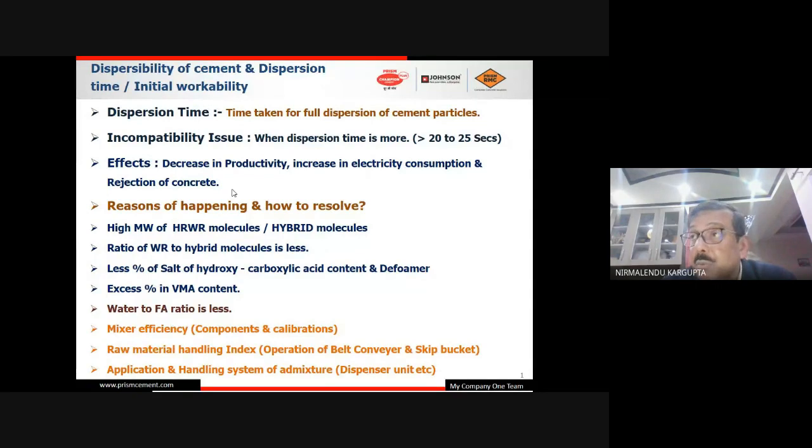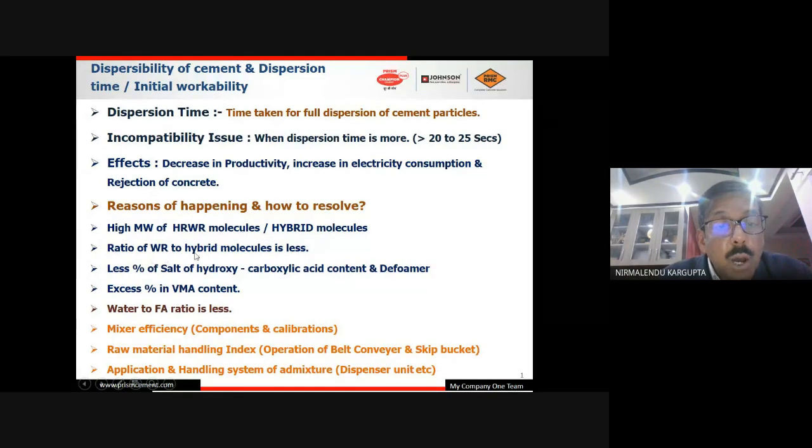They want lesser dispersion time for low consumption of electricity. They want lower dispersion time so that it should not disperse further on the road when it is traveling. So dispersion time is very important. Reasons. Now I come to the recipe. High molecular weight molecules have been used. Maybe molecular weight उतना जरूरत नहीं था. High range water reducer हमने डाल दी.